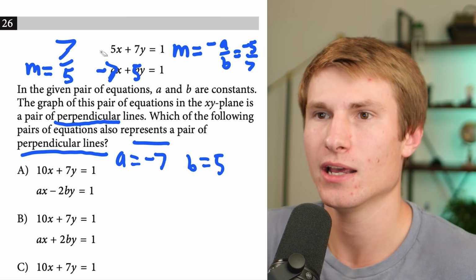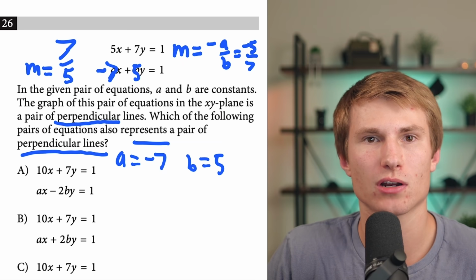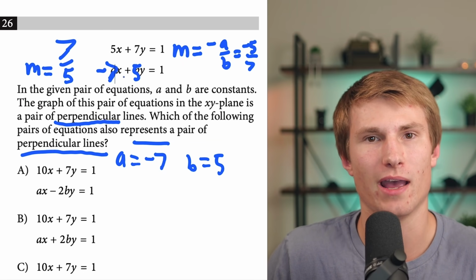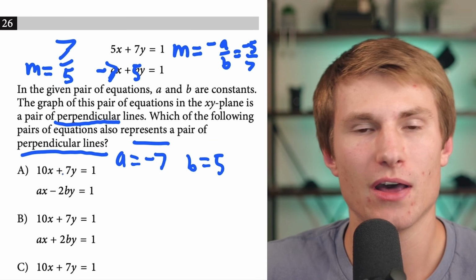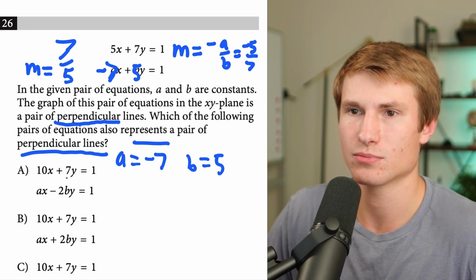So that change in sign, it can be out in front of this a value, or it could also be in front of the b value. But either way, we have that one change in sign. So now that we've noticed that, we can pretty much solve these pretty quickly, right?